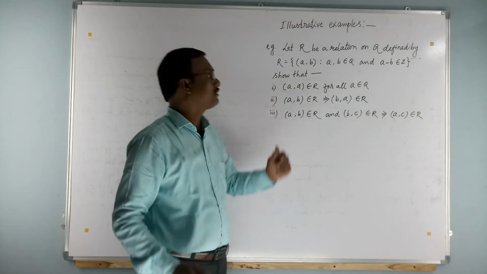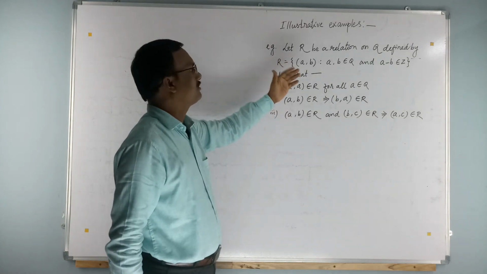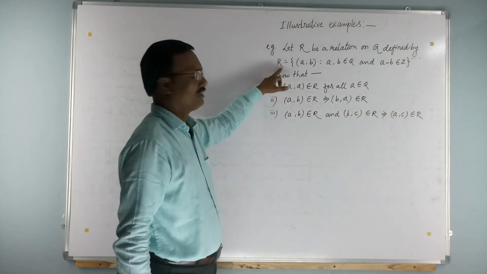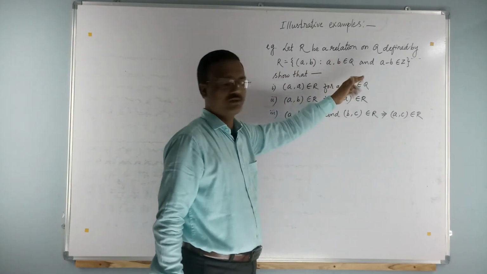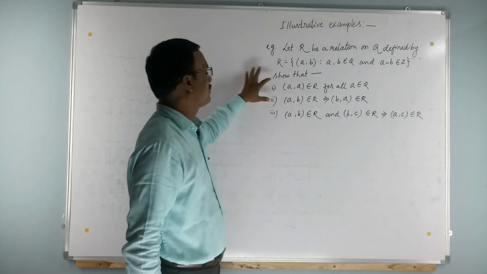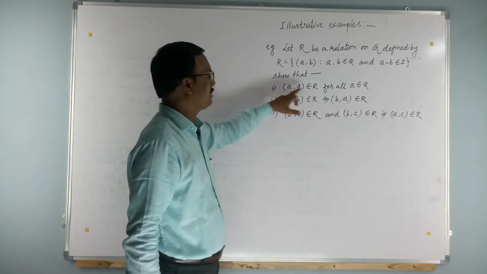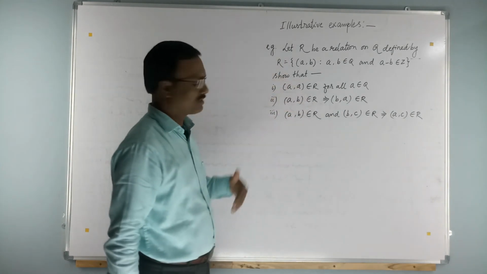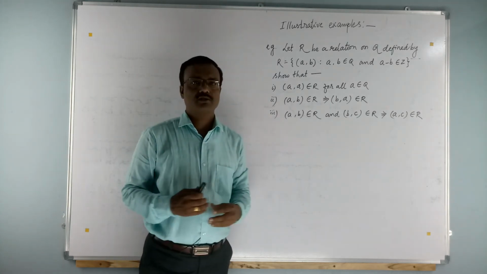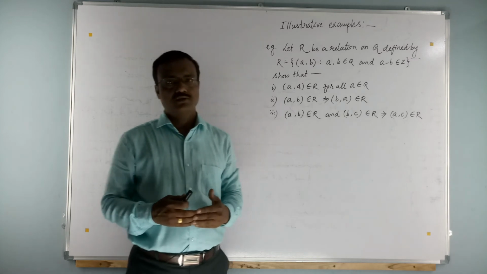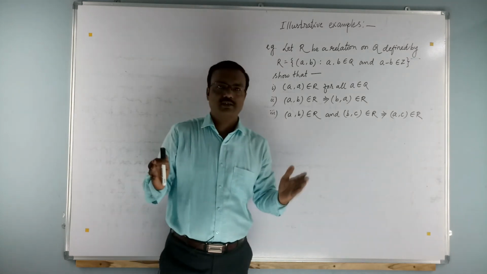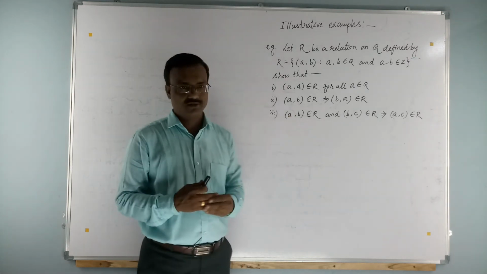In the next example, R is the relation defined on Q, and R is defined as the set of all (a, b) such that a, b belong to Q and a minus b belongs to the integers Z. So we have to show that (a, a) belongs to R and the other two properties also. Actually, these kinds of examples are very important for your JEE approach. Your development in mathematics begins with such questions.